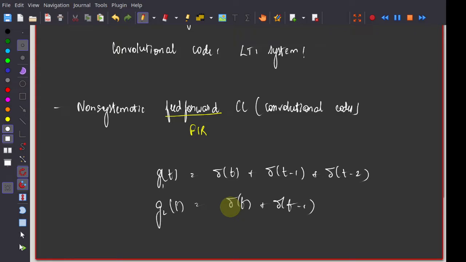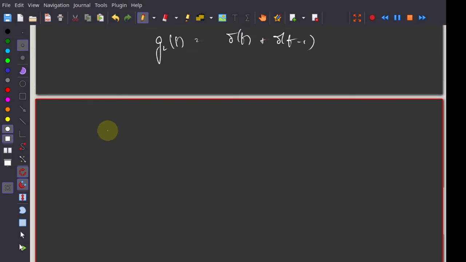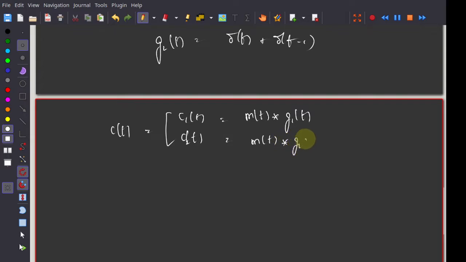So the code word in fact consists of two streams. C of t would in fact be C1 of t and C2 of t, where C1 is M of t convolved with g1 of t, and C2 is M of t convolved with g2 of t. Okay.